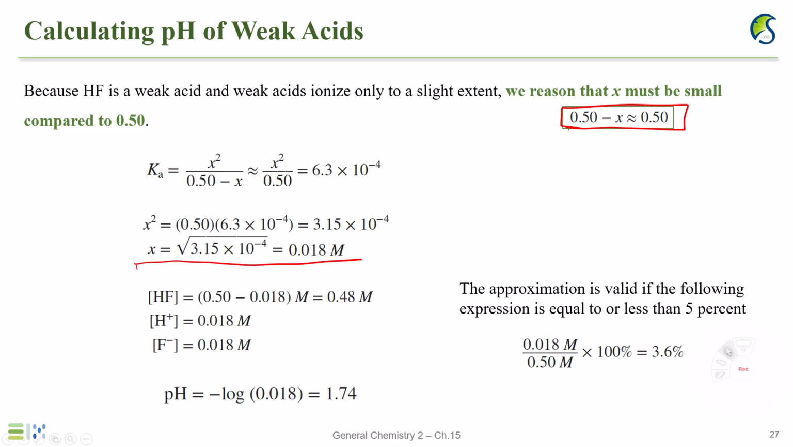And every time you solve for x based on this approximation, you have to confirm whether the approximation is valid or not by checking whether x is larger than 5% or smaller than 5%. So in this case, x is smaller than 5%. So the approximation is valid in this case.